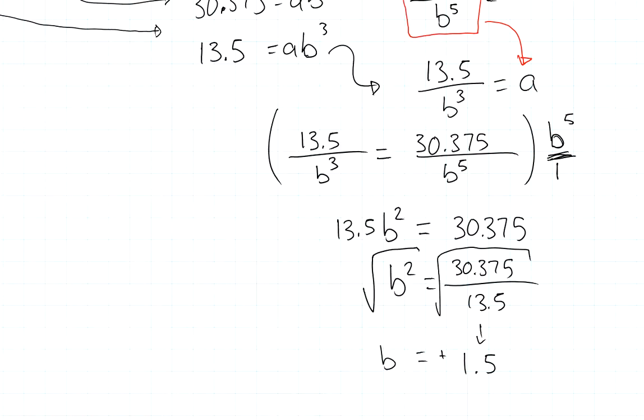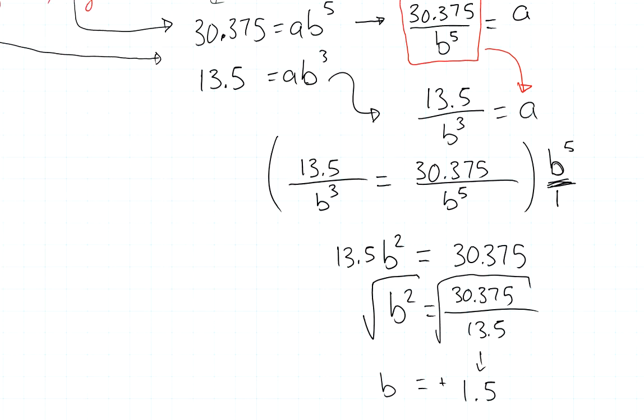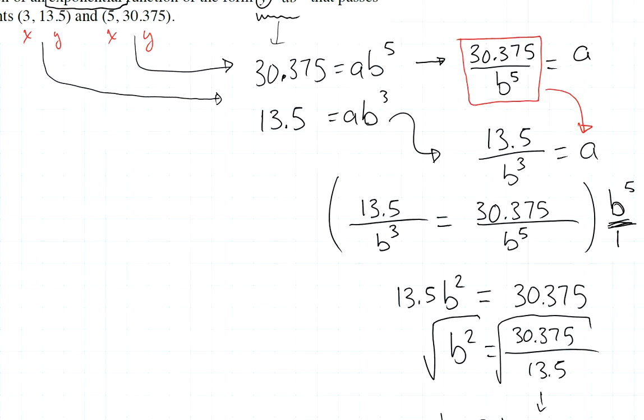Okay, so I now know what b is, right? b is exactly 1.5. Now what I need to figure out is, well, what's a? So if we look at this, I have 2 ways of figuring out what a is, right? These are both descriptions of a. And I could use either the top one or the bottom one. And it's going to allow me to figure out what a is because I already know what b is. So let's go ahead and use the bottom one here.